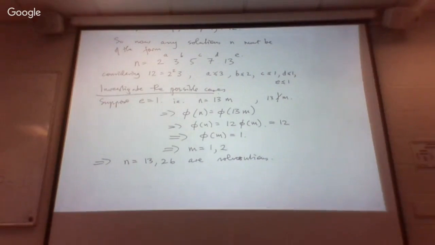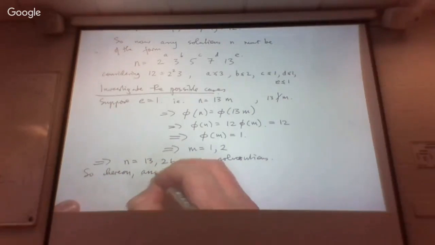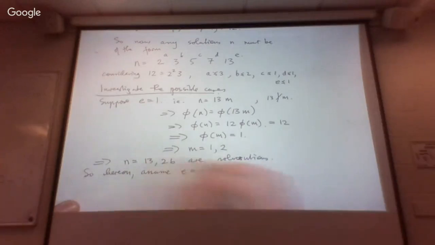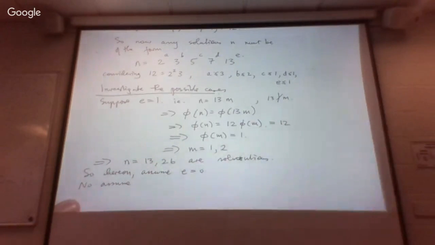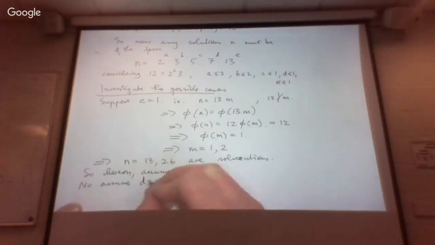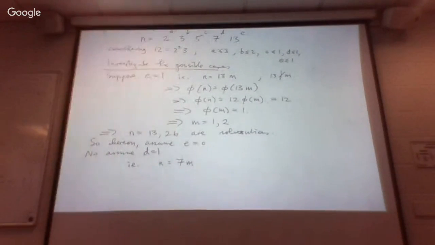So now we found some solutions. So now we can assume that E is 0. So there are no 13s. So from here on, assume E is 0. We've already found the solutions for E equals 1. Now let's assume that D is equal to 1. So that's the case, i.e., I'm going to say n is equal to 7 times m. Okay, so I can factorize a factor of 7 out.